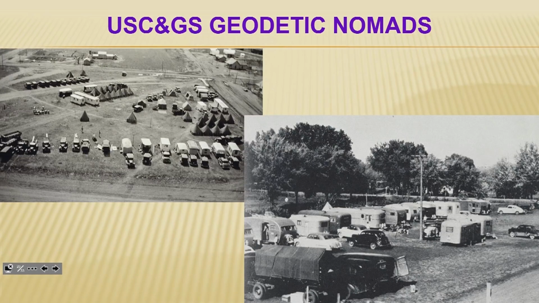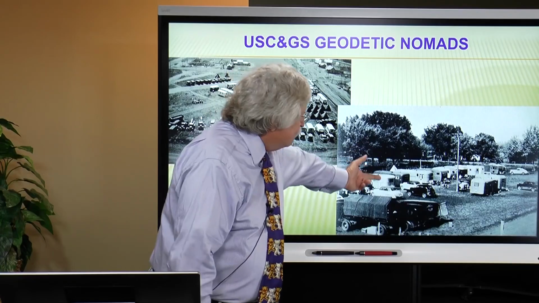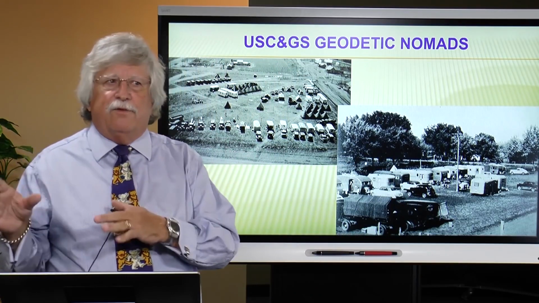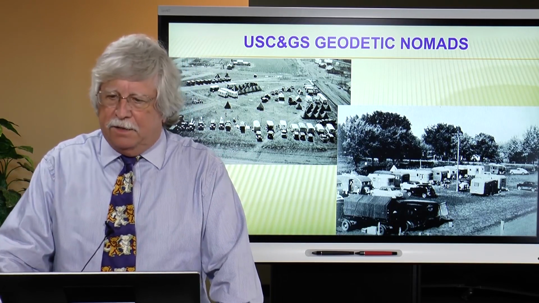The field units, the field parties that the Coast and Geodetic Survey had, the National Geodetic Survey had, up until the middle 1980s, were actually sort of nomads. Right? Here you see a couple of images of them actually living in tents back in the 40s. Later on, getting trailers, moving their families around from place to place, wherever the survey would be conducted.